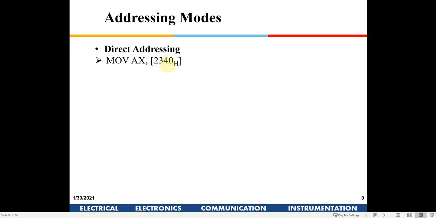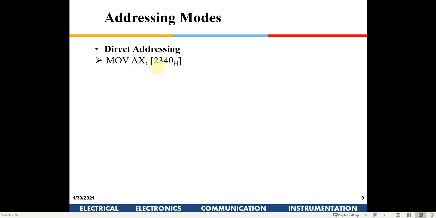So for 2340H, whatever data is available in memory location 2340 will be brought into AX. That will be moved into AX, right? We have to remember that whenever we do a move instruction, the data available in the source doesn't get corrupted, it will still remain there. Only the destination gets updated.